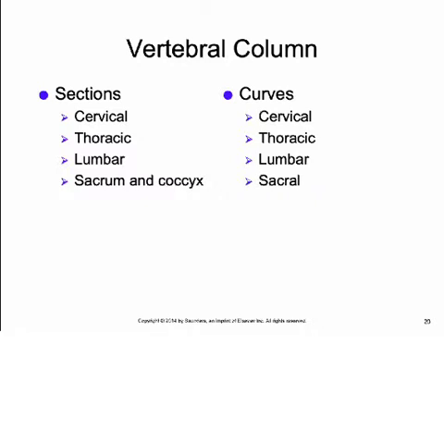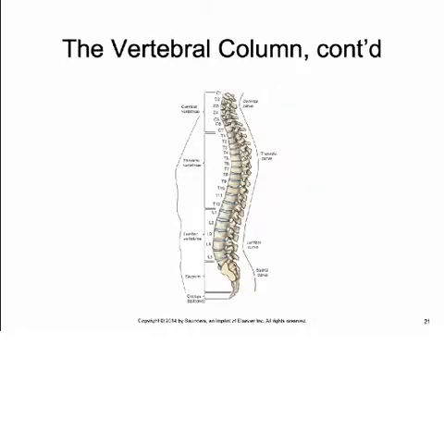Okay, there are several normal curvatures that we see in the adult spine: a cervical, thoracic, and lumbar curvature, which give the spine an S shape. And they reflect the fact that the weight distribution in the spinal cord is such that we have to support the head, and then we have to support the weight of the trunk on the hips, and so the spine takes on that particular curvature.